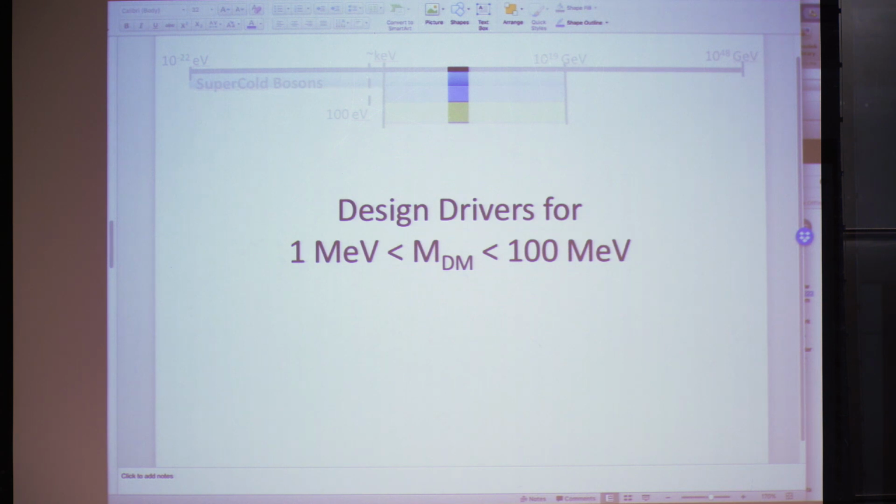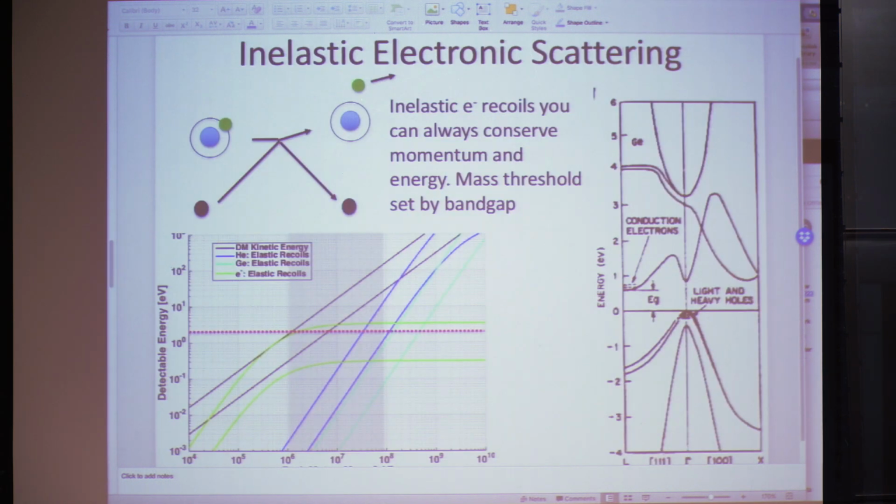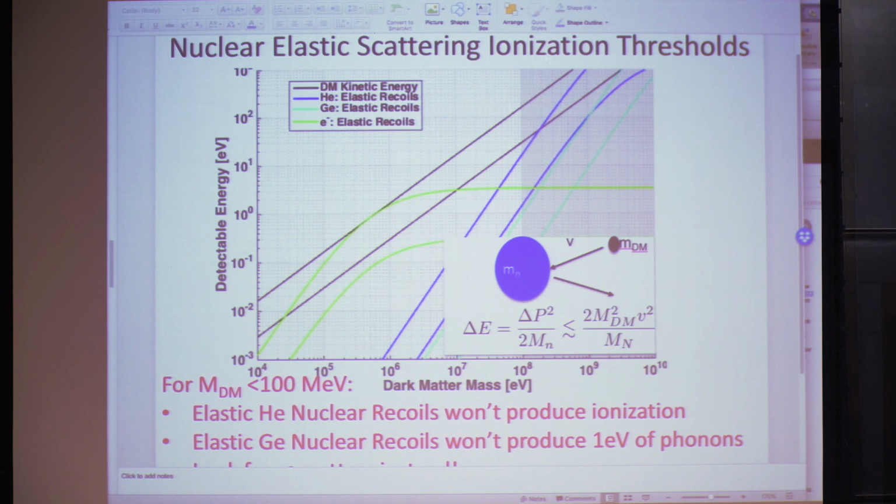OK, so now we're going to go down further, and we're going to go from 100 MeV to 1 MeV. OK, so far here, let's see what we have. So these are some in cyan and blue. These are little bands here of basically the recoil energies for elastic recoil scatters for helium and cyan.